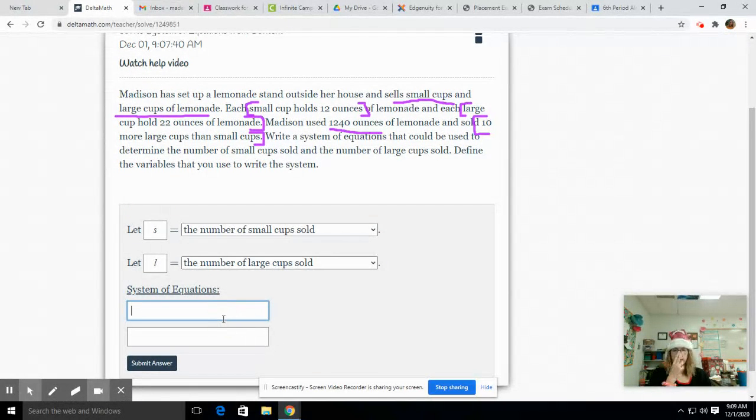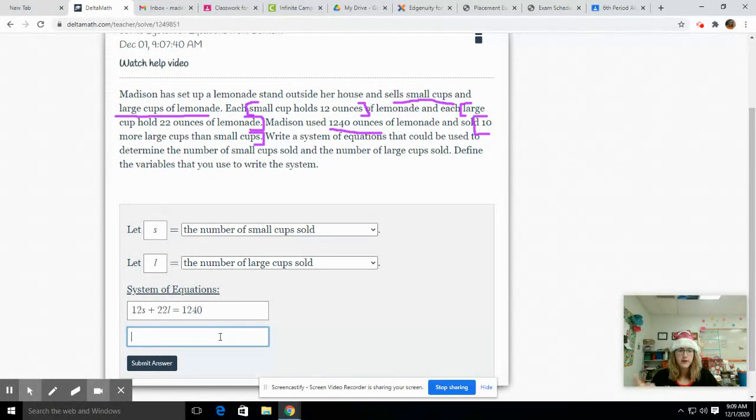And I'm going to make my two equations. I'm going to start with ounces. I have how many ounces a small cup has, how many ounces a large cup has, and how many ounces she used total. So a small cup holds 12 ounces, so 12S, plus a large cup holds 22 ounces, 22L, is going to equal the total 1,240 ounces.